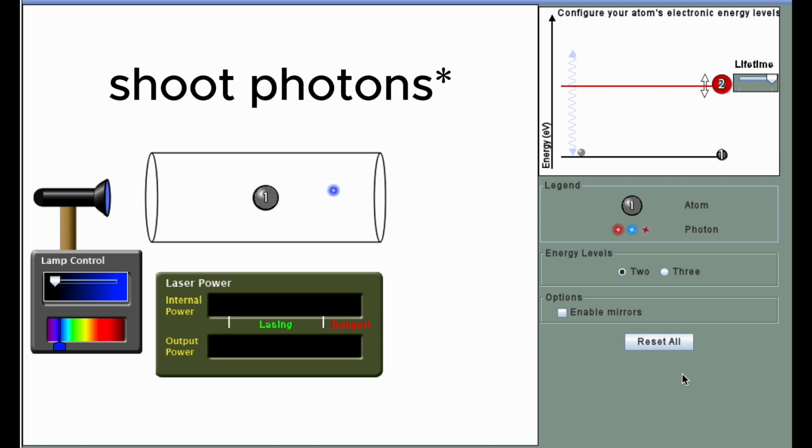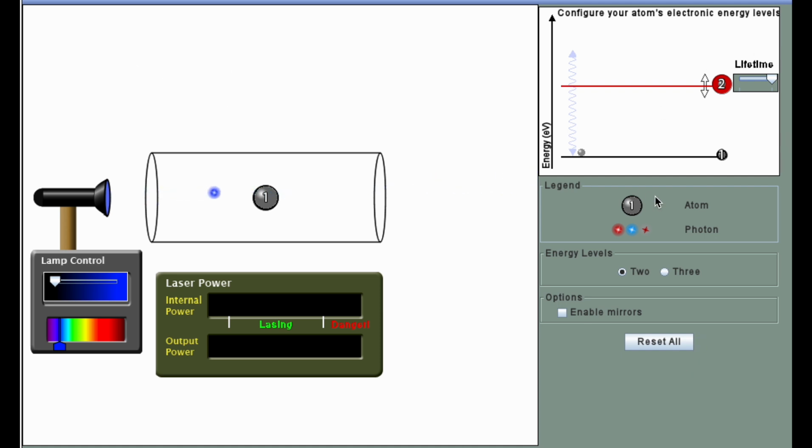Notice that when we shoot these photons that don't have the same energy difference or wavelength, we can see in the top right that the energy does not match this red bar here, which means that the atom is not going to be stimulated. Now let's change the wavelength with this slider until it matches just right with the energy level. And we can see that the atom is being stimulated. However, it is just jumping back down to its lower energy state by itself and emitting a photon. And remember that this is called spontaneous emission, which is cool, but it's not what we need for a laser.